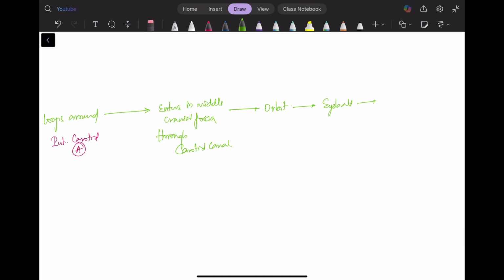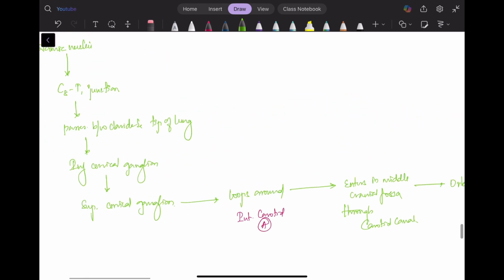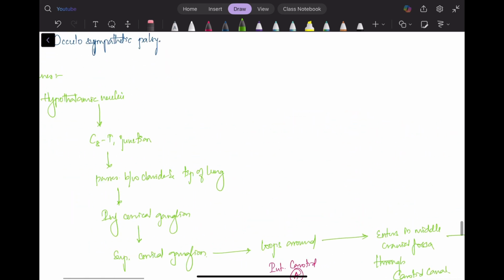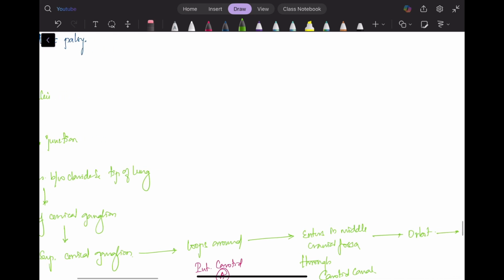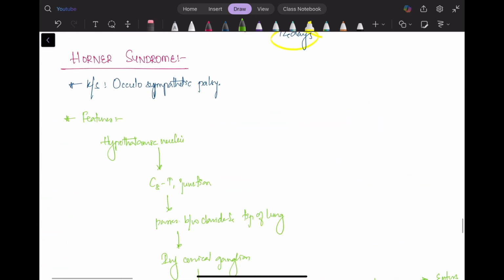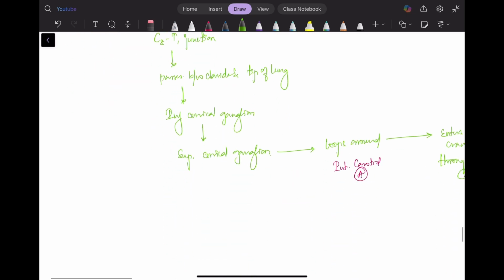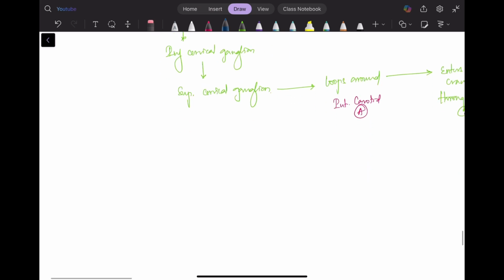Then what happens? It supplies the dilator pupillae. This is the sympathetic nerve supply for the pupil. We will revise this quickly at the end. If you are still having confusion, read it twice or thrice so that you won't forget the topic.